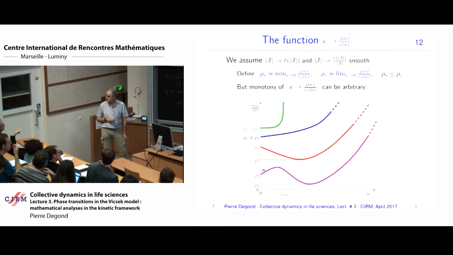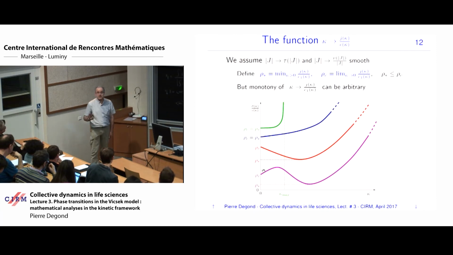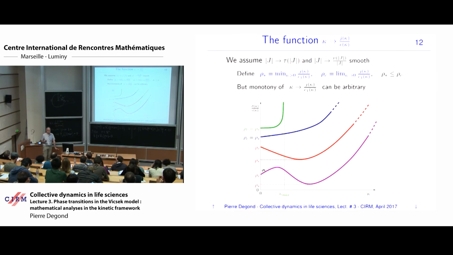Stable in the class of homogeneous solutions, or spatially homogeneous solutions. I'm not speaking of spatially inhomogeneous solutions. It's much more complicated, and we do not know. I think Amic has some ideas, but so far nothing is really done.